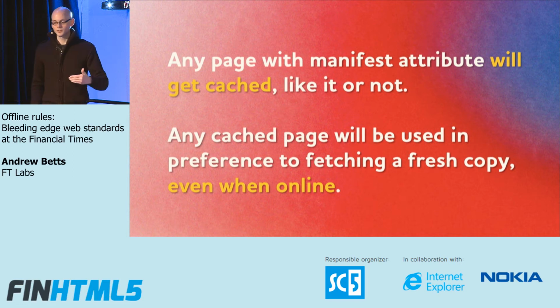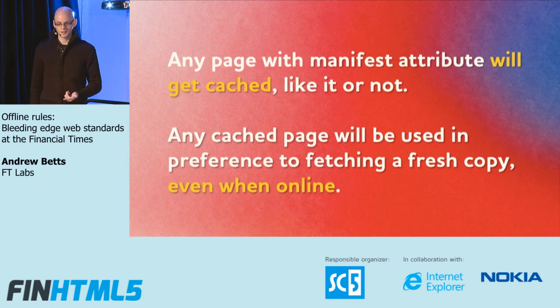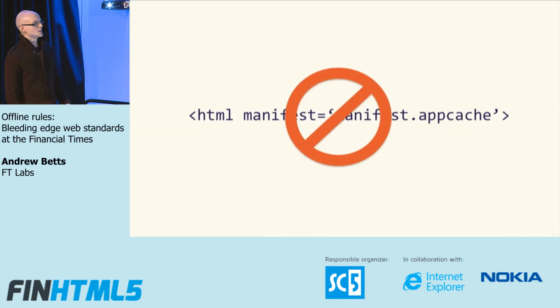Because any page that's pulled into the app cache will then be used from the cache in preference to fetching a fresh copy from the network. Even when we're online and even when that content has expired in the cache, you'll still get the cached copy. So in practice, what does this mean? Well, we can't reference a manifest file from our dynamic content pages. And because the vast majority of our pages are dynamic, or at least we want to be able to update them, we can't do this. So if we can't put a manifest attribute on our HTML tags, how do we reference a manifest? There's a chicken and egg problem here.